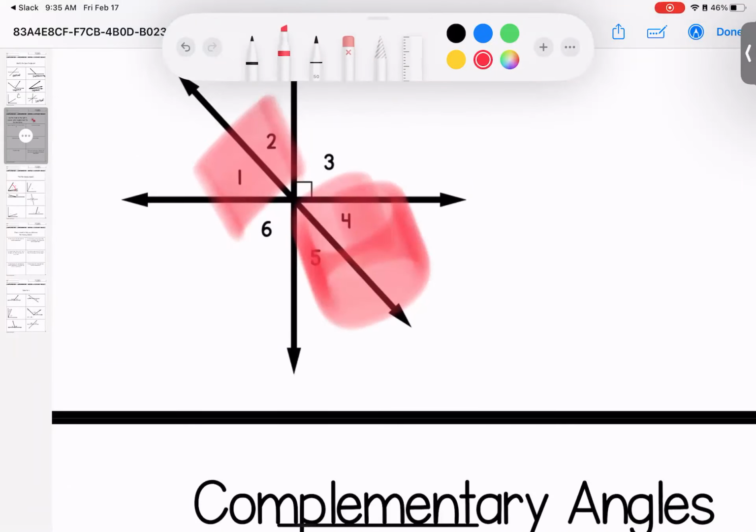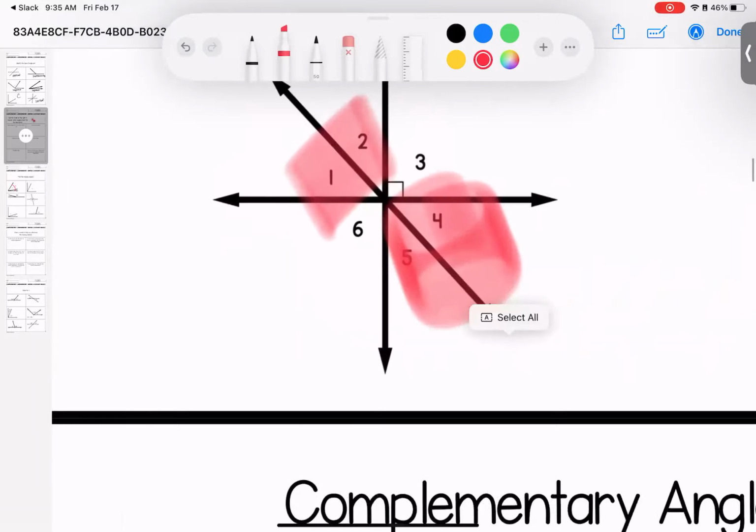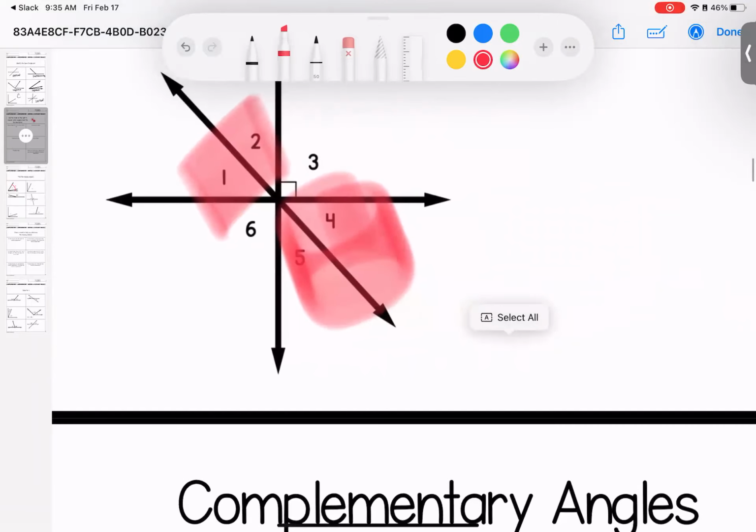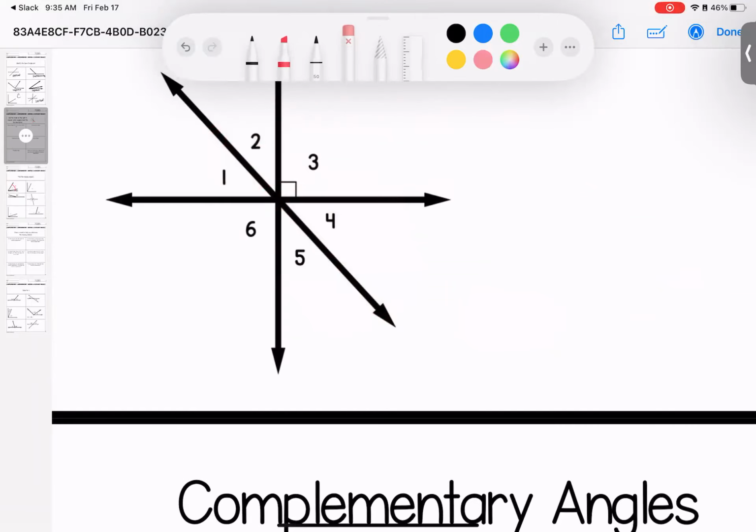Our third one is supplementary. Supplementary is looking at that 180 degrees. So for that one, we could say that any of these top ones, so 1, 2, 3, or 6, 5, 4 would be supplementary. Vertical angles, tons of them, so many options here. We could say 2 and 5, 6 and 3, 1 and 4.